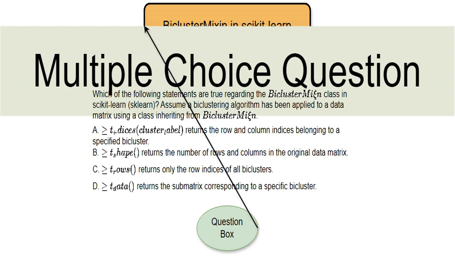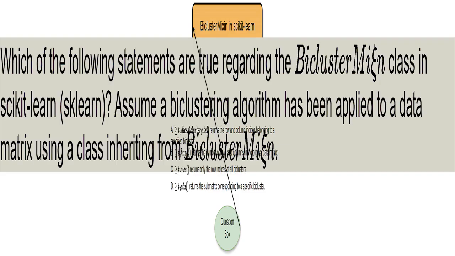This is a multiple-choice question, designed to test your understanding of the BiclusterMixin class in Scikit-learn. It presents 4 statements about the class's methods and asks you to identify the true ones. This sets the stage for evaluating your knowledge of the functionality of this class within the Scikit-learn library. This is the core question of the quiz. It asks to identify which statements correctly describe the behavior of the BiclusterMixin class and its associated methods following the application of a biclustering algorithm. Understanding the context of biclustering and the class's role is key to answering this question correctly.